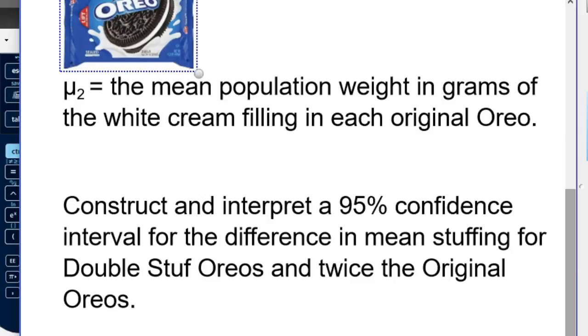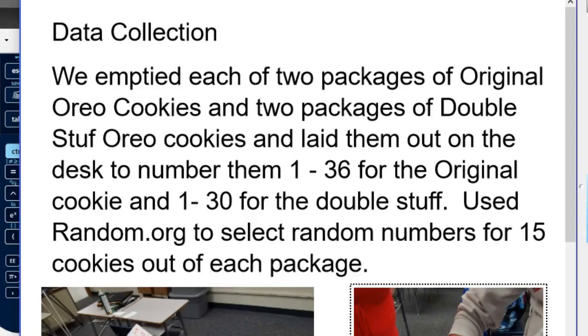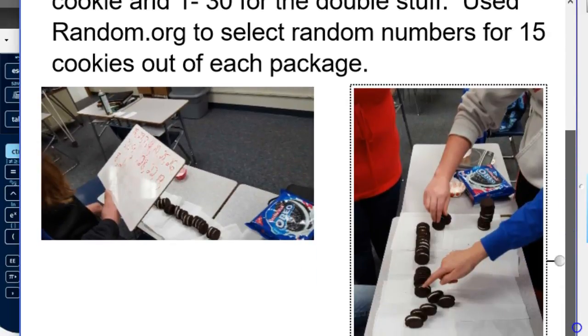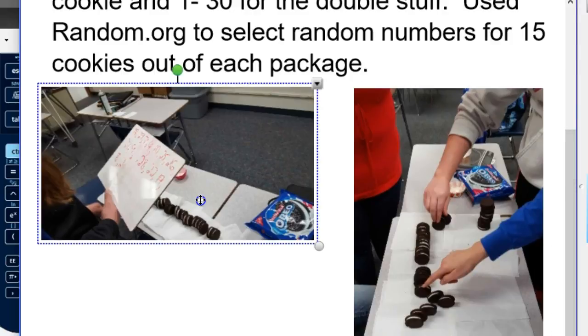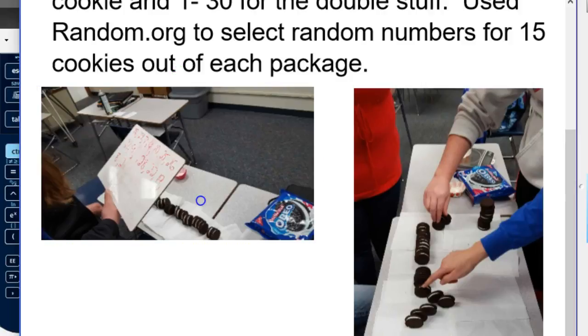So we're going to construct and interpret a 95% confidence interval for the difference in mean stuffing for the Double Stuf Oreos and twice the original Oreos. In terms of data collection, basically we just bought 4 packages of cookies. We emptied each of 2 packages of original Oreo cookies and 2 packages of Double Stuf Oreo cookies, laid them out on a desk to number them 1 to 36 for the original, 1 to 30 for the Double Stuf, and used random.org to select the random numbers for the 15 cookies in each package. It took too long in a period to just measure them all.